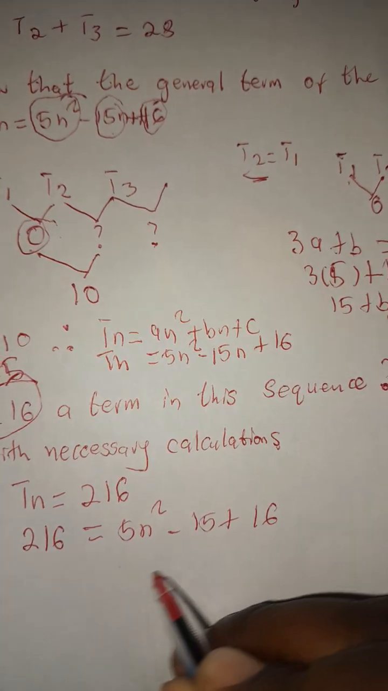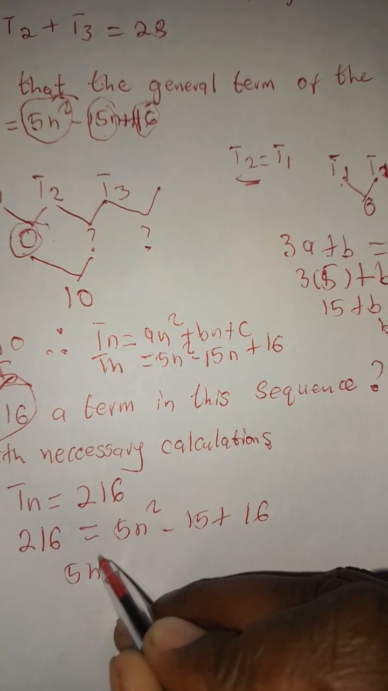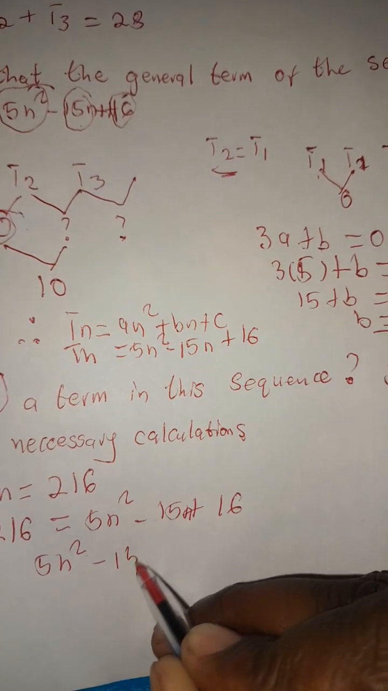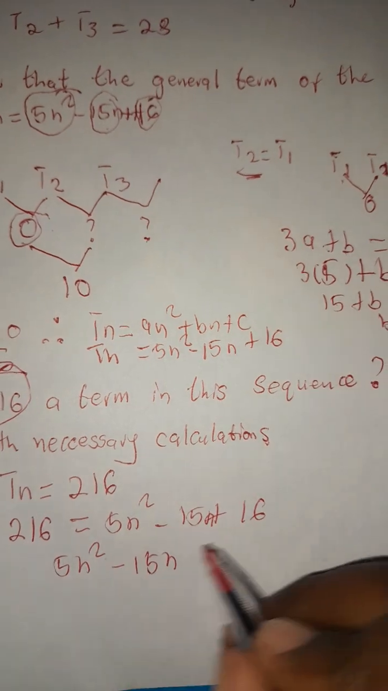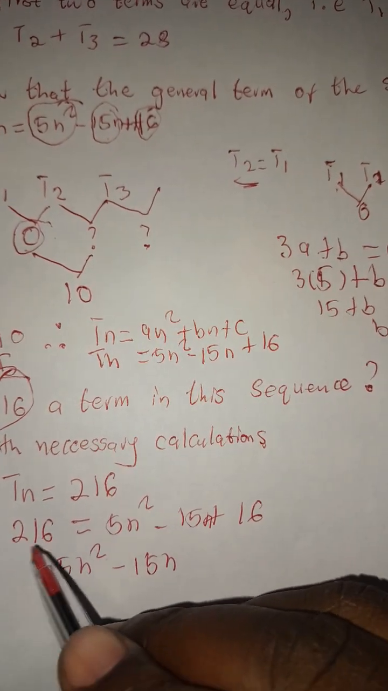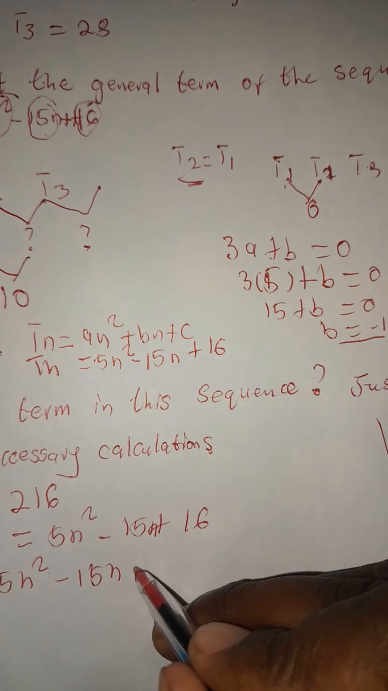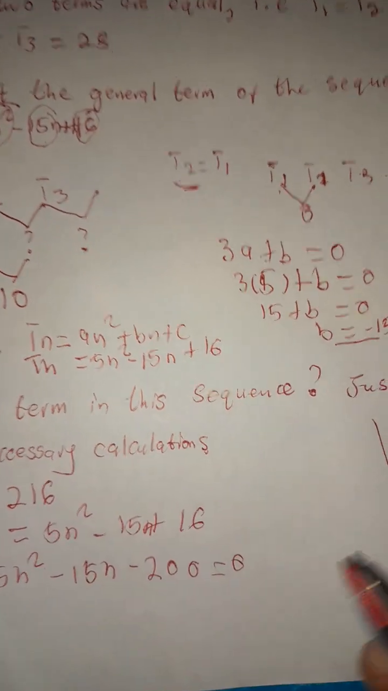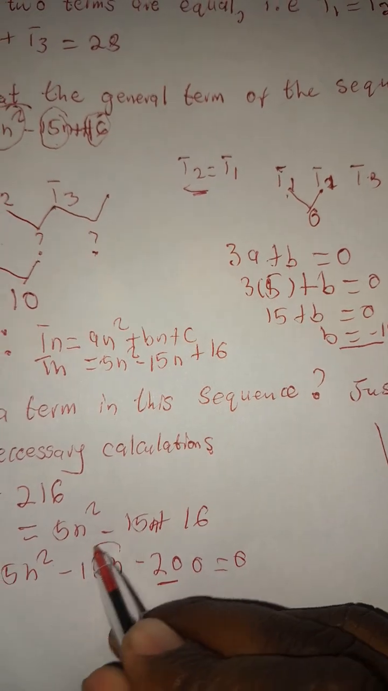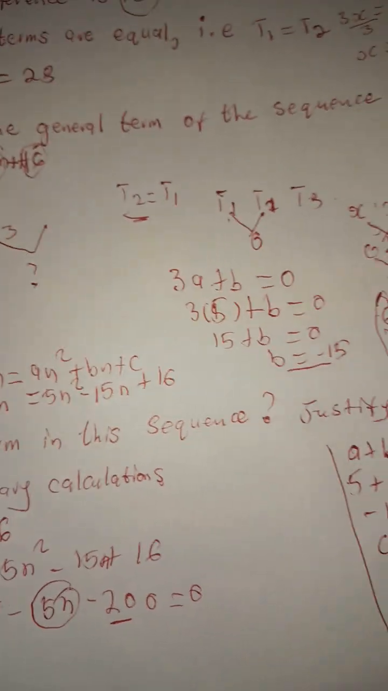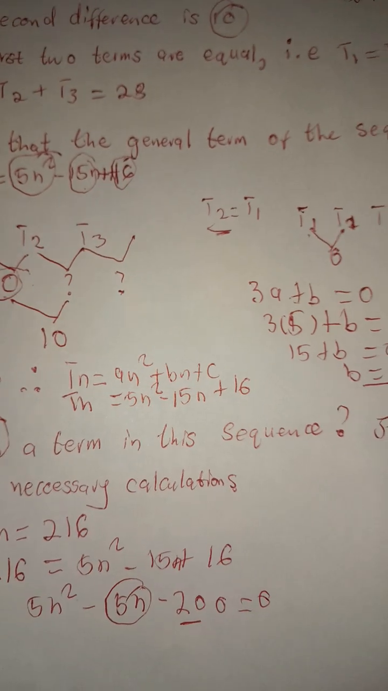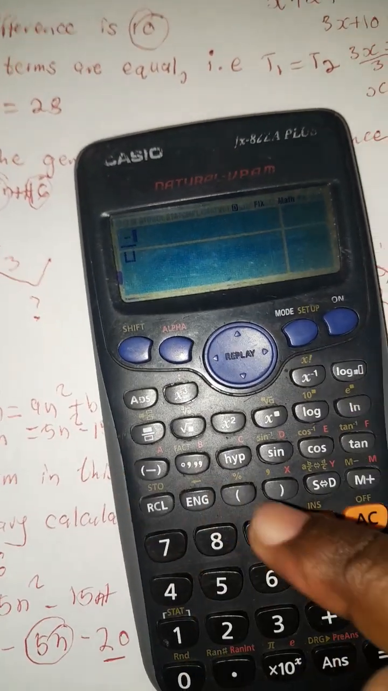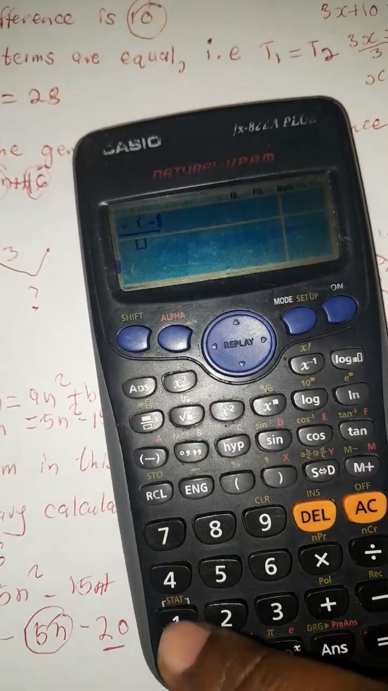So from here, we can rearrange this in standard form. So we have 5n squared, minus 15n. Then when you take 216 to the other side, it will become minus 200 in this case. Can we factorize here? The factors of 200 don't satisfy. Thus, we can use the quadratic formula. Let's see what we are going to get. So this is your calculator there. What is your b? Your b is negative 15.